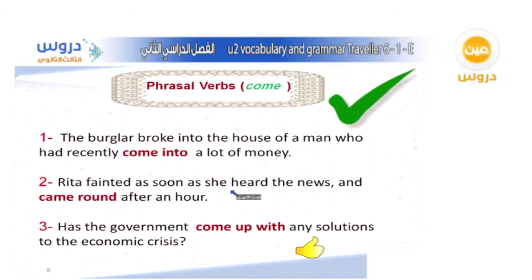What about the second one? Rita fainted as soon as she heard the news and came around after an hour. So the first one, the burglar broke into a house of a man who had recently come into a lot of money. All these things you can see with come, we call phrasal verbs. A verb with a preposition, we call it a phrasal verb. Sometimes it has special meaning. It depends on the situation. Any questions up to now?